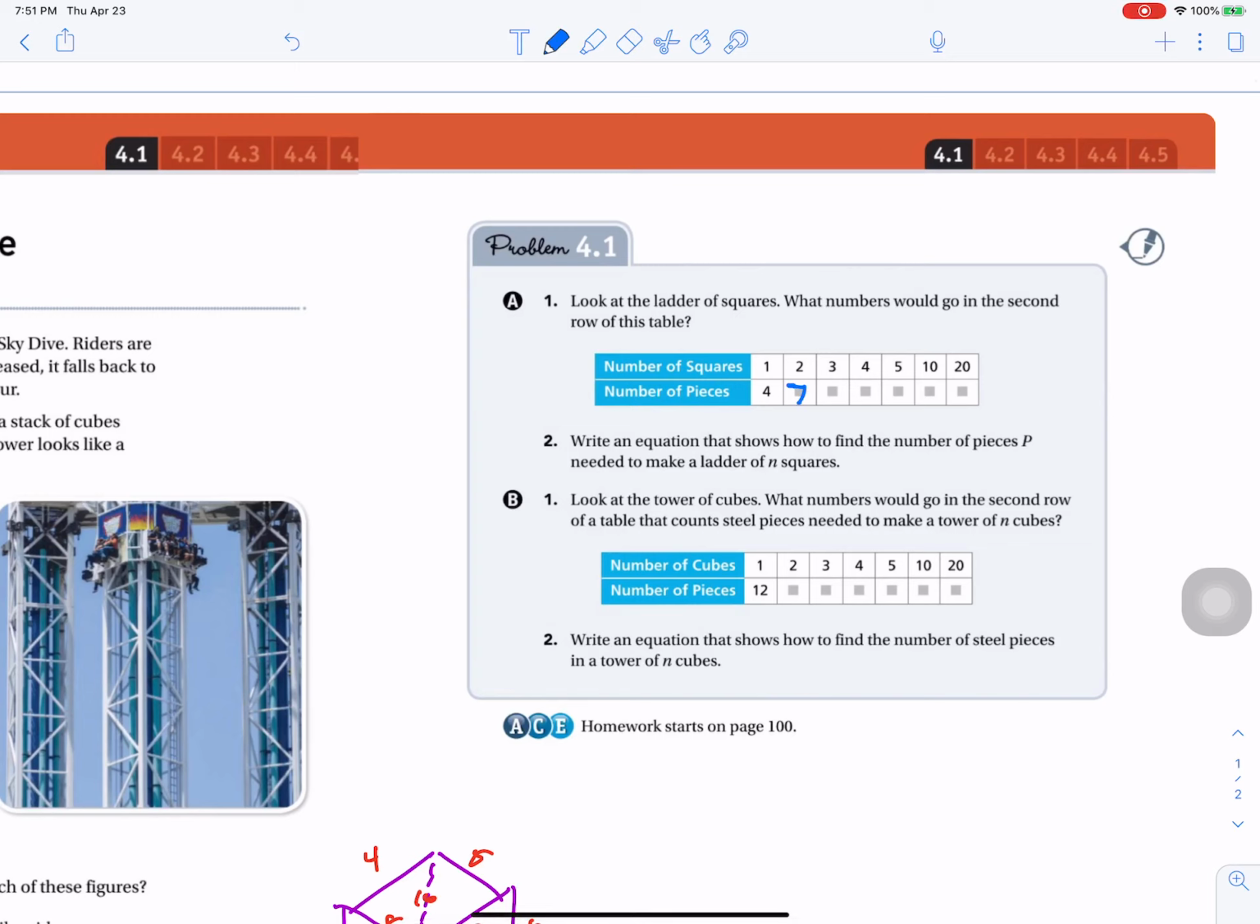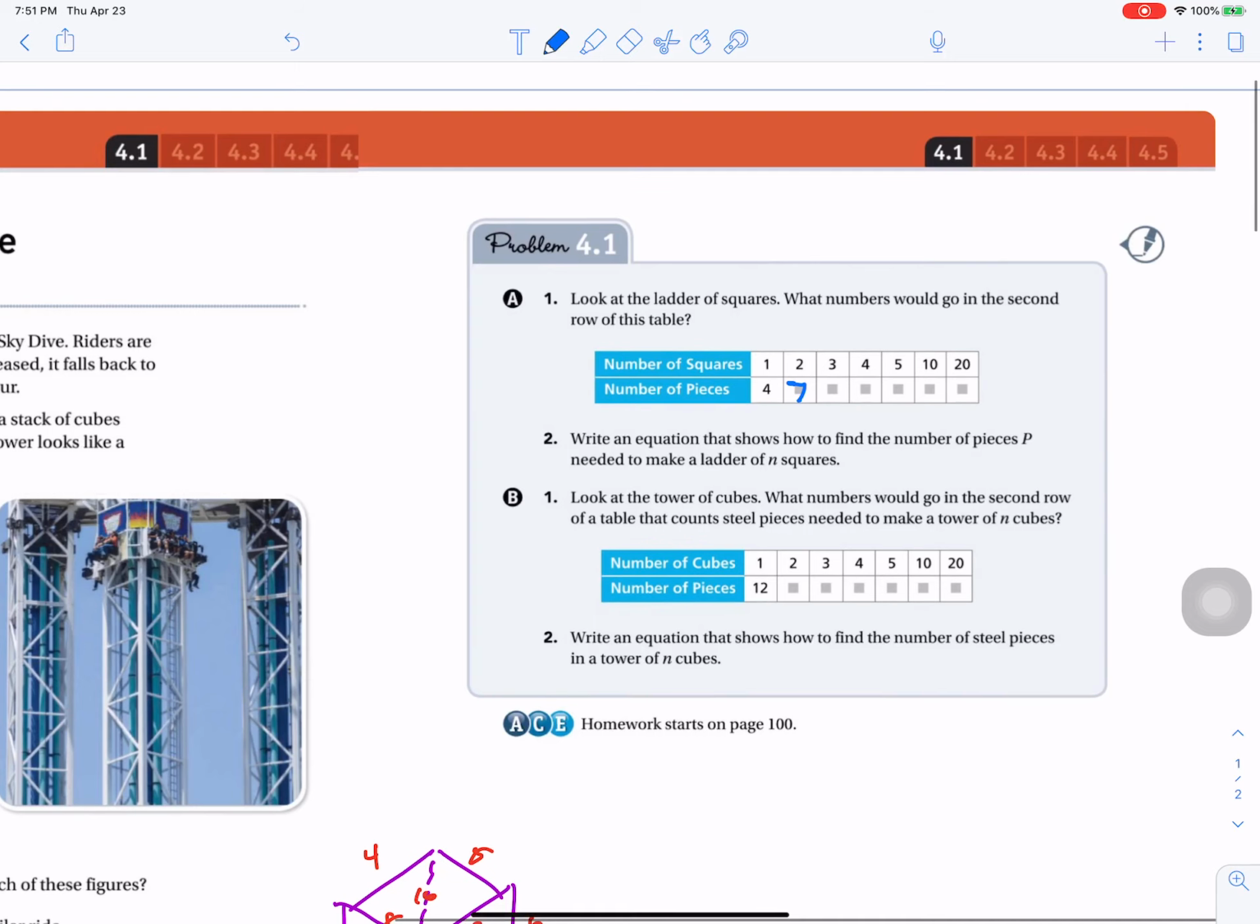new square that's added, we add 3 steel pieces. So 2 would have 7, 3 would have 10, 4 would have 13, 5 would have 16. But then what happens when you get to 10 or you get to 20? Now, if you look from the 1 to the 4, and we know that very first square has 4. After that, every time, we're just adding 3 more each time, right? Because this 1 right there is shared.